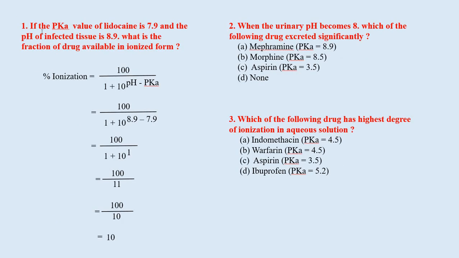See, first one: if the pKa value of lidocaine is 7.9 and the pH of the infected tissue is 8.9, what is the fraction of drug available in the ionized form? First, as I told, whenever you are solving a problem, just see the question and segregate the data given in the question. Once you segregate the data, you get to know what you have to calculate, what data they give, and which formula you should use.